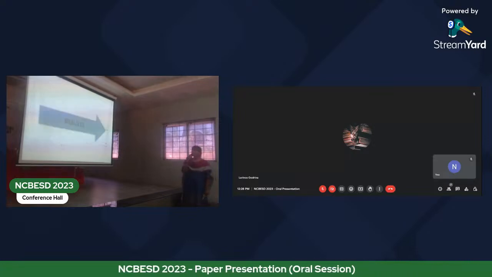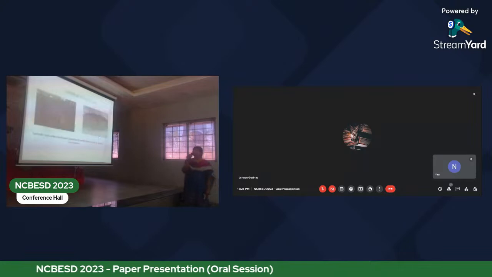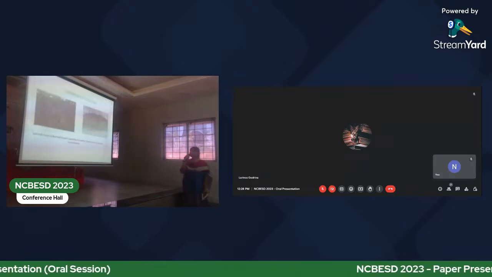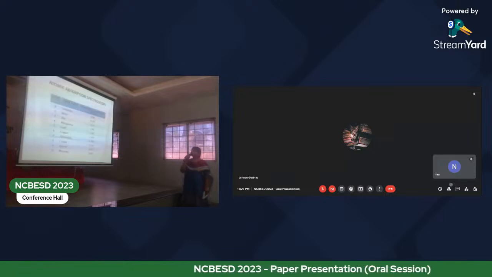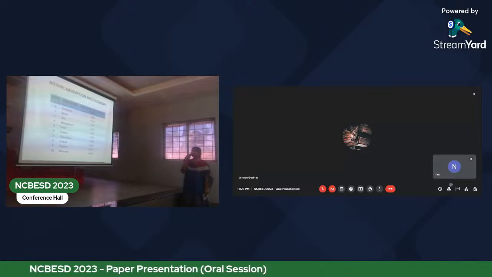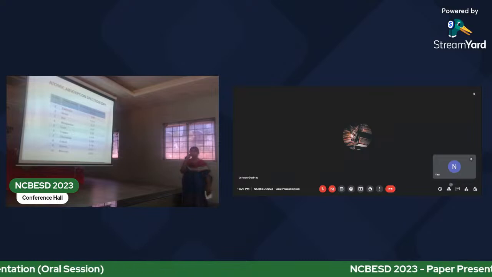Next, coming to the results. These are the areas where the soil samples were collected, a cosmopolitan foundry, and the concentrations of the various heavy metals in that soil sample were analyzed by atomic absorption spectroscopy. Here, cadmium was 3.48 in that soil.